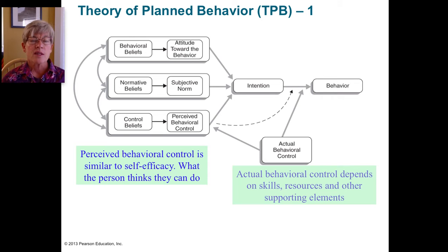Subsequent to that theory, the theory of planned behavior emerged, which uses many of the same components to explain people's intention and then resulting behavior, but it added the component of actual behavioral control. So looking at these elements, perceived behavioral control is similar to self-efficacy, or what a person thinks they can do. Actual behavioral control depends on skills, resources, and other supporting elements.